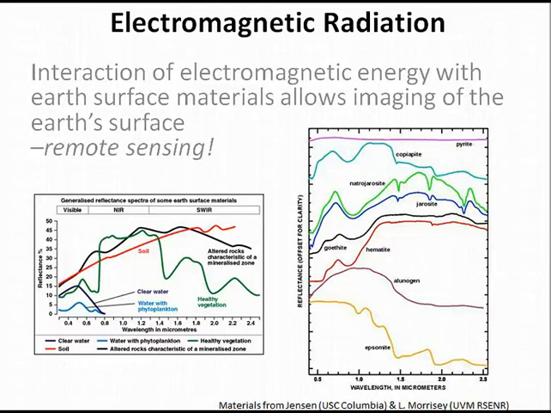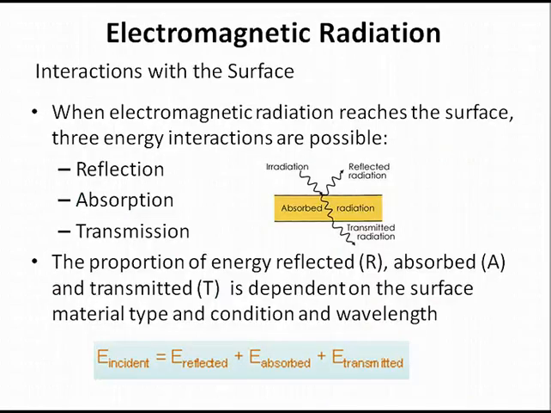It's only because of this differential response of various materials to electromagnetic radiation that we can use remote sensing at all to gain information about objects on the ground. So let's talk a little bit about what those interactions look like with the surface. Essentially, when electromagnetic radiation reaches the Earth's surface, there are three types of interactions that are possible.